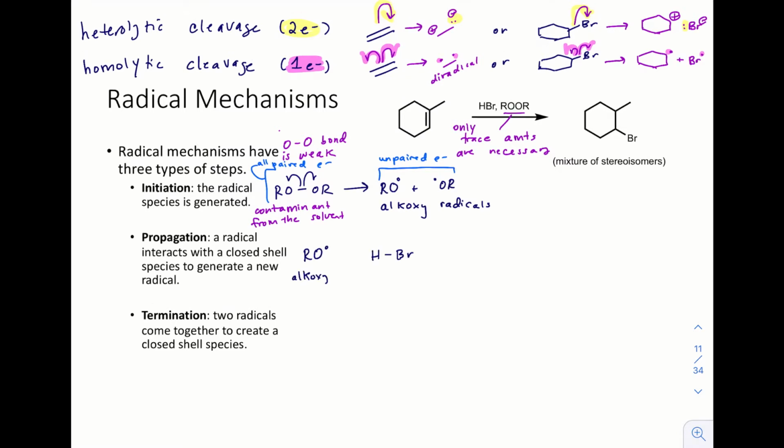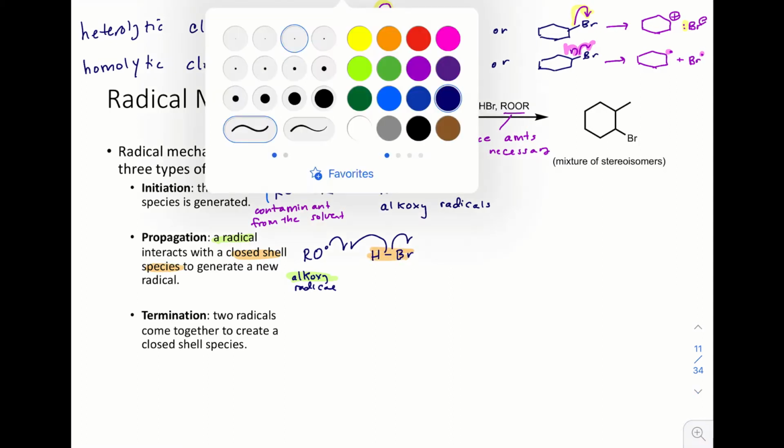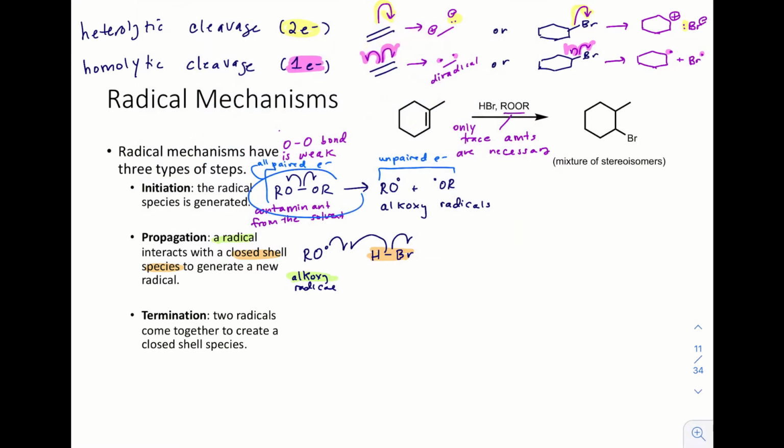Now that the radical has been initiated, it can generate new radicals. In fact, the alkoxy radicals can react with HBr in the following manner. So a radical, that would be the alkoxy radical, just thinking about the definition of propagation, interacts with a closed shell species. What is that? A closed shell species just means that all the electrons are paired. That's what I was discussing up here.